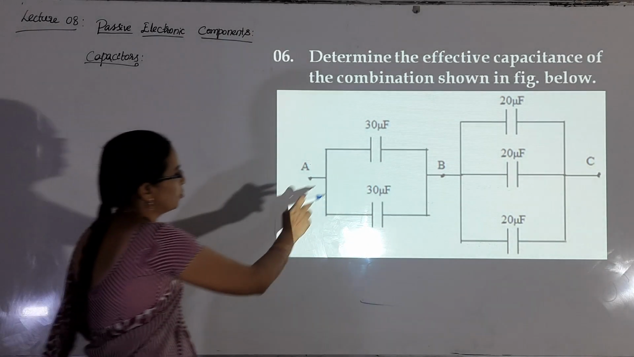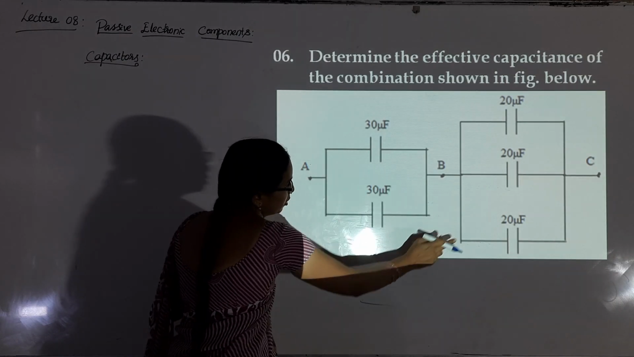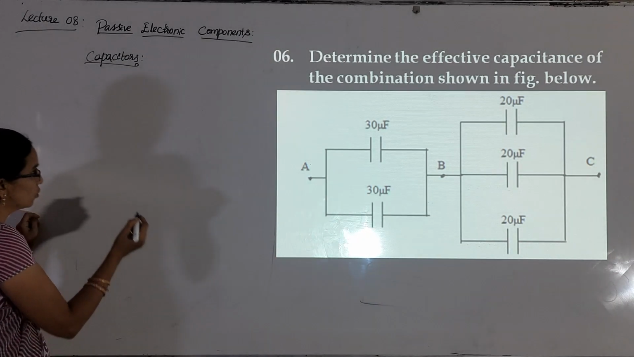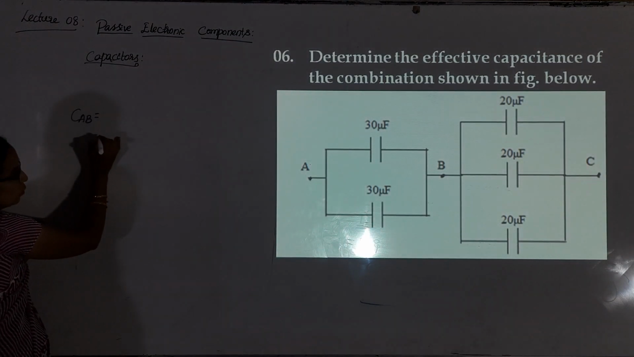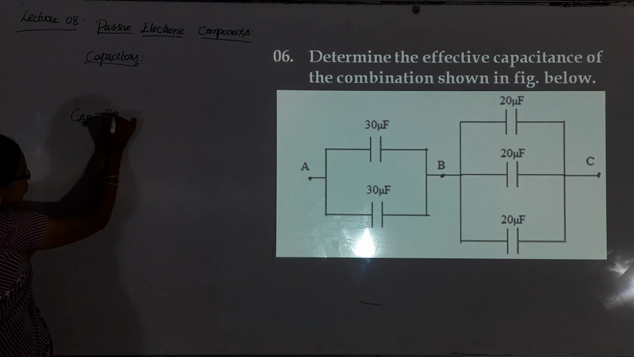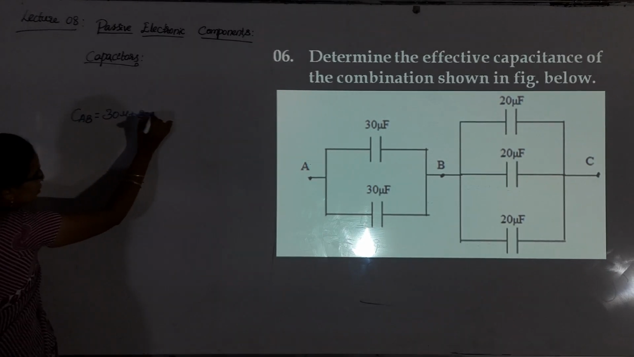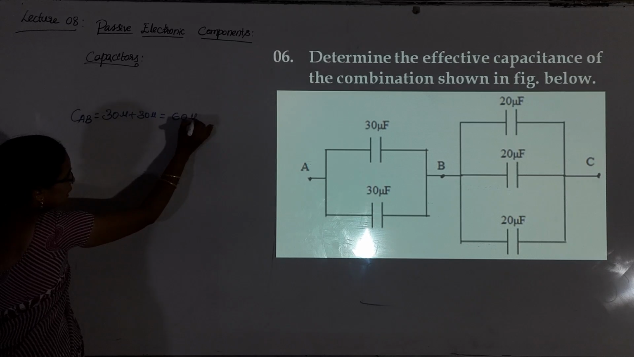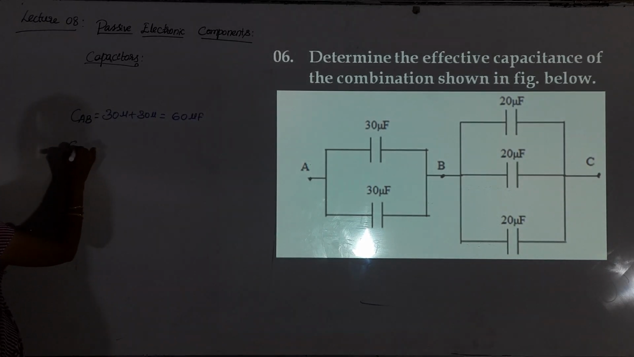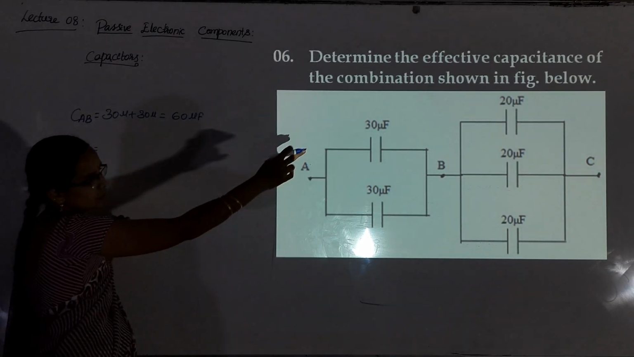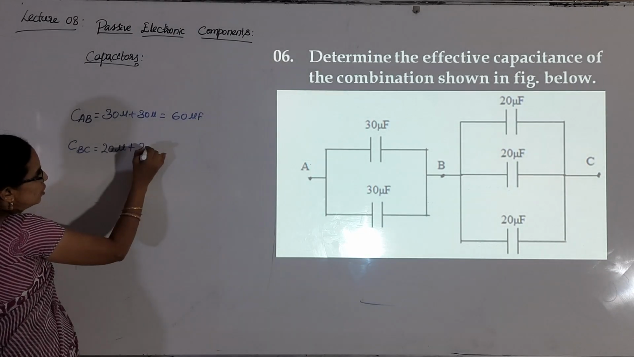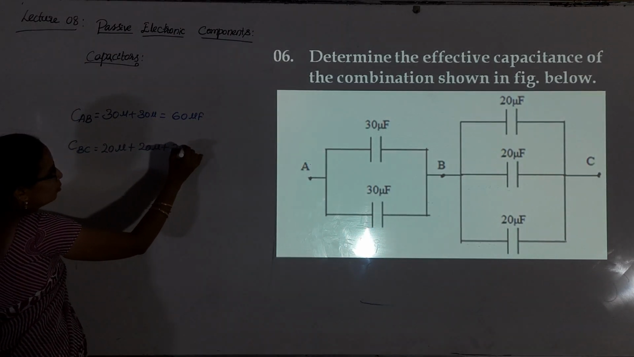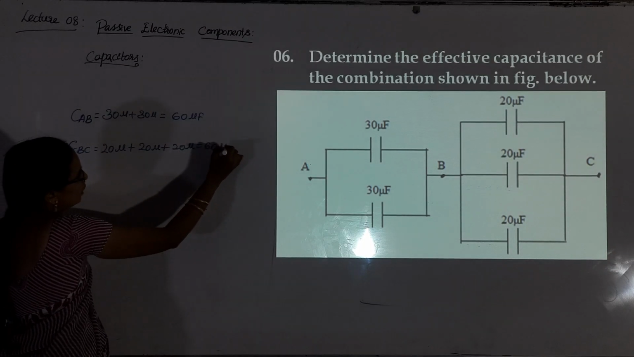These two capacitors are in parallel, add it up; these three are in parallel, add it up. What will you get? CAB, the effective capacitance, is equal to 30 micro plus 30 micro, that will be 60 microfarad. CBC, the effective capacitance when 20 microfarad are connected in parallel: 20 micro plus 20 micro plus 20 micro, again 60 microfarad.